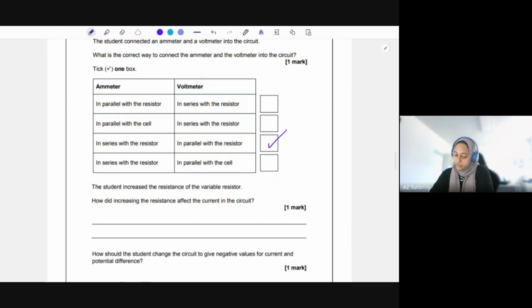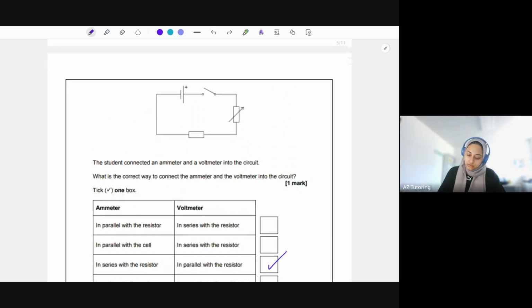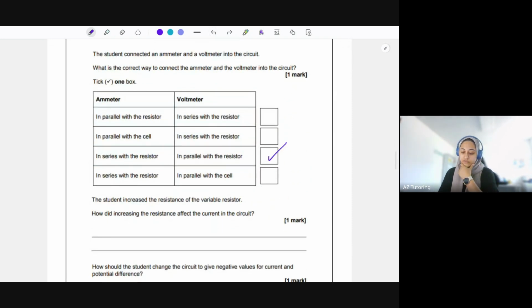Okay. The student increased the resistance of the variable resistor, being this one. That's why there's an arrow straight through it. So the student increased the resistance of the variable resistor. How did increasing the resistance affect the current in the circuit? It's just decreasing the current. So it's the opposite thing again.